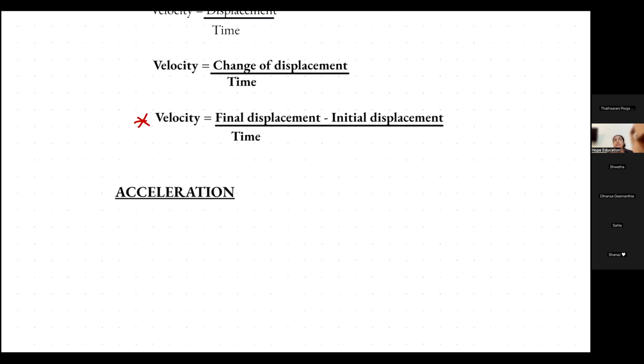Acceleration is something else, right? Now we know speed is distance divided by time. Velocity is displacement divided by time. Acceleration is velocity divided by time. Now, for an example, let's say you're going in a vehicle.